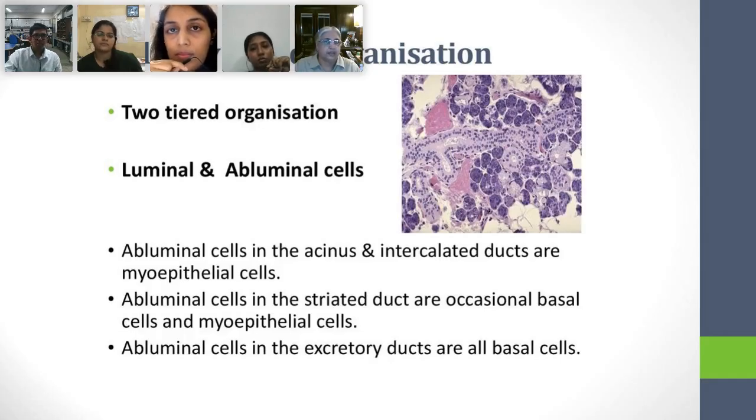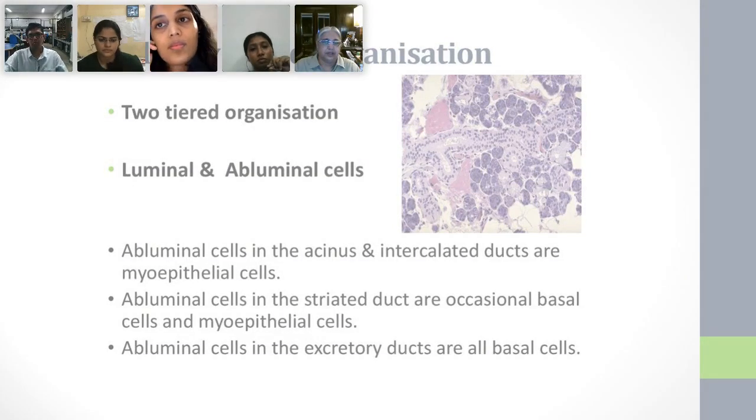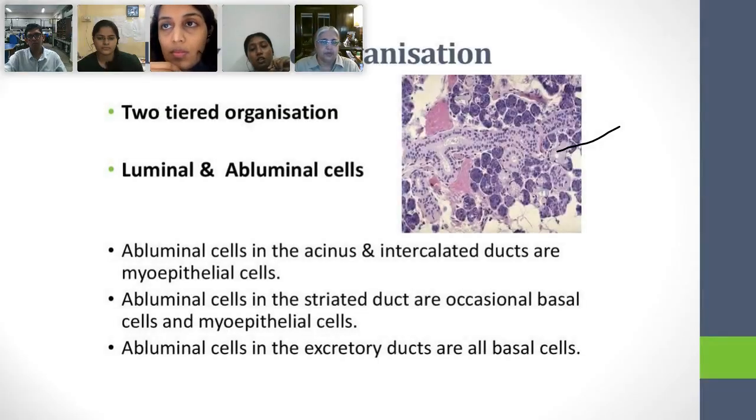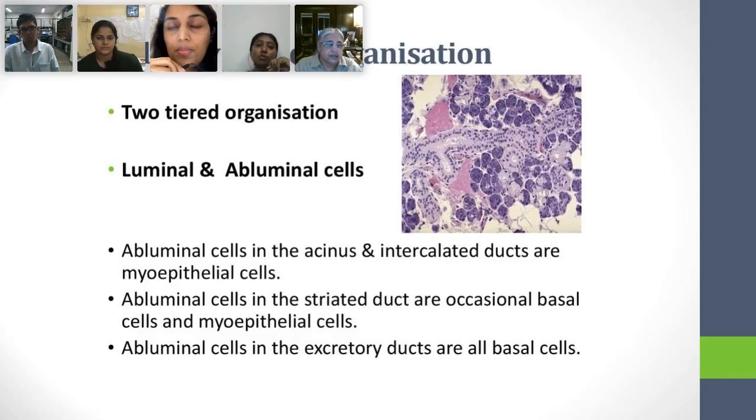You can see that this is the mucinous component. You can see there's more than one mucinous component in the acini. So it is the acinus that is either serous or mucinous. The ducts cannot be mucinous or serous. It is only the acini. All right, very good. So you have a two-tiered organization.